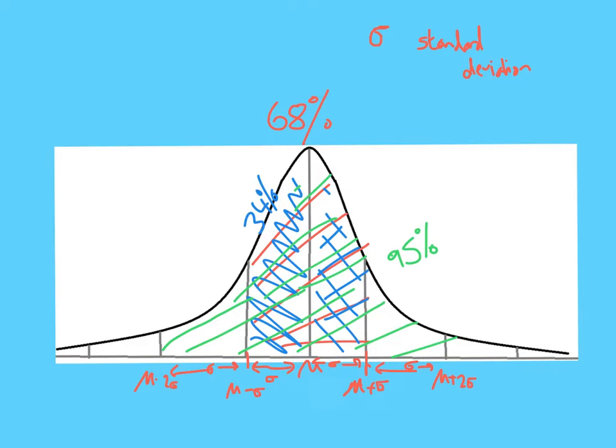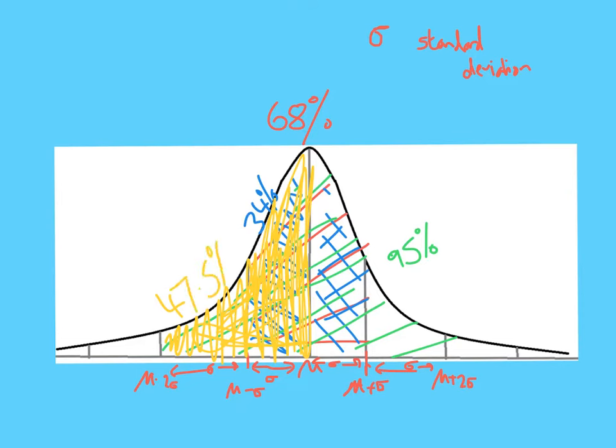And what that means is that between the mean and that standard deviation, so here, that is going to be half of 95%, which is 47.5%, and the other half would be the same. And then we will look at the last standard deviation. So we've got one more standard deviation here, that's the mean minus 3 standard deviations, and this is the mean plus 3 standard deviations.